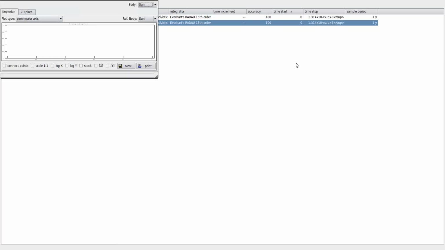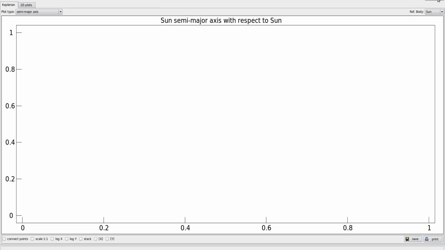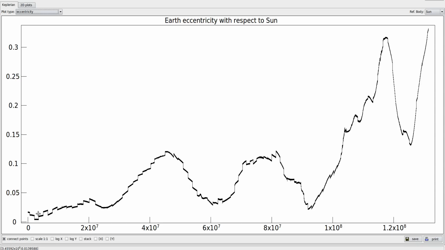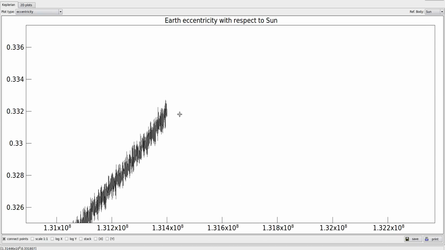Unfortunately, it's taking a while because it is a lot of data. So if we set the body to Earth, we take a look at eccentricity. You can see eccentricity here in the normal situation starts out below 0.05. It's very low. And over time, it starts oscillating up and up and up. And by this point, towards the end of the simulation, it's above 0.3. Yeah, we're around 0.332. That's a lot of eccentricity.